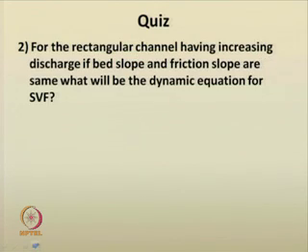And your second question is, for the rectangular channel having increasing discharge, if the bed slope and friction slope are same, what will be the dynamic equation for spatially varied flow?